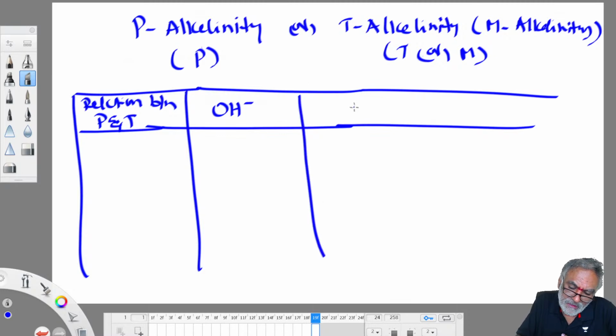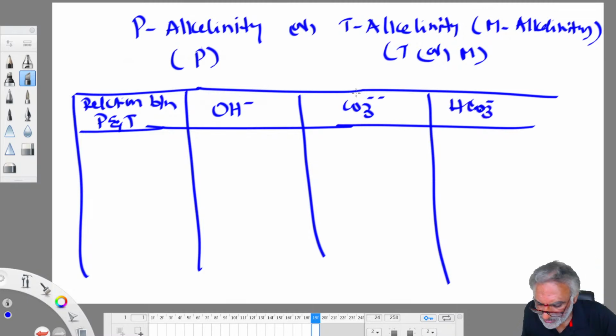OH minus, carbonates, and bicarbonates. The dots I am keeping on the top represent charge. OH minus means it has got minus 1 charge. CO3 double minus means it has got 2 minus charge, 2 minus also you can write. HCO3 minus means it carries only 1 charge.